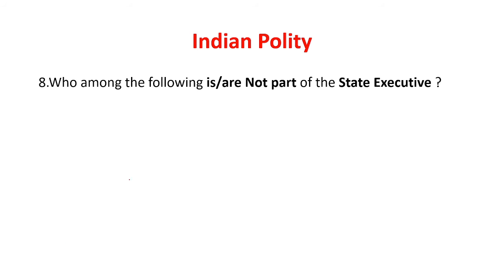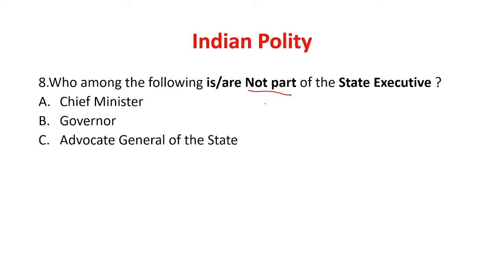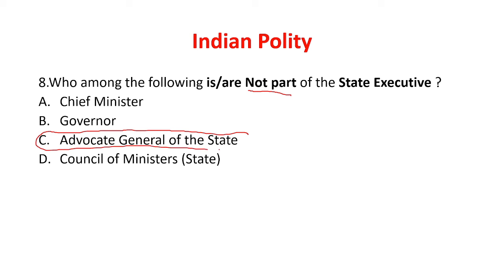Who among the following is not part of the state executive? The options are chief minister, governor, advocate general of the state, and council of ministers of the state. Who among them is not part of the state executive? It is the advocate general. He is not part of the state executive. The answer is advocate general of the state.